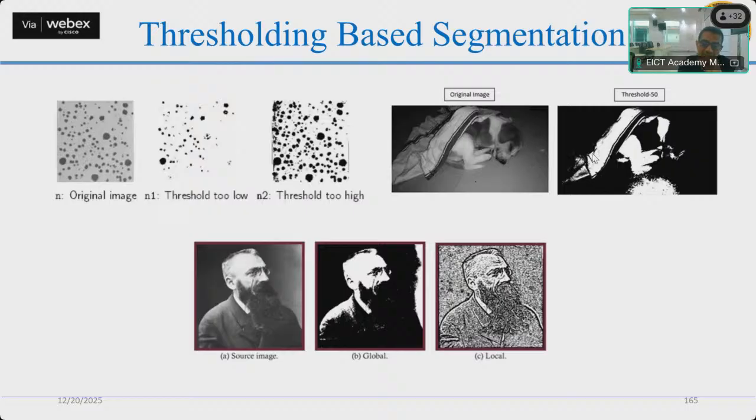So finding out this number is not only easy, but it is also not always sufficient to find the complete segmentation. That's why we have different types of segmentation. Now we take another case. This is the source image. If you put a global threshold, you are able to see this figure. If you put a local threshold, which is based upon neighborhood pixel values, then you are able to see this.